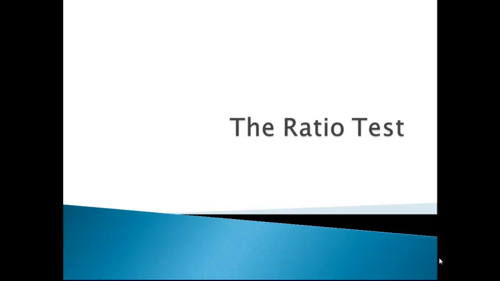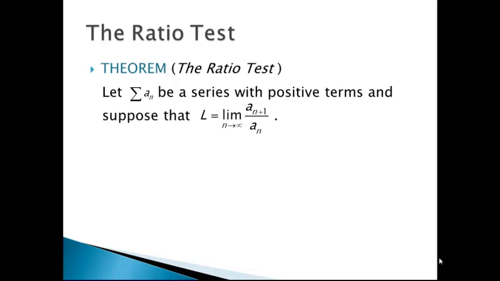The ratio test. The ratio test states the following. It says, suppose you have a series, a sub n, with positive terms, and that L is the limit, as n approaches infinity, of a sub n plus 1 divided by a sub n. If this limit L is less than 1, then the series converges.